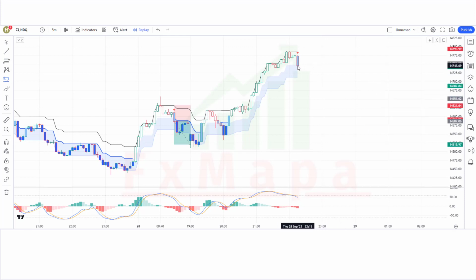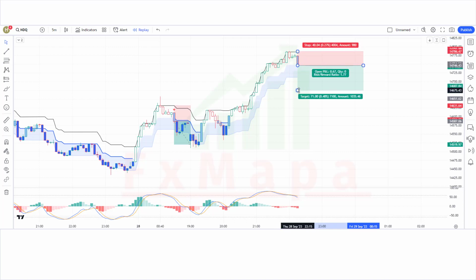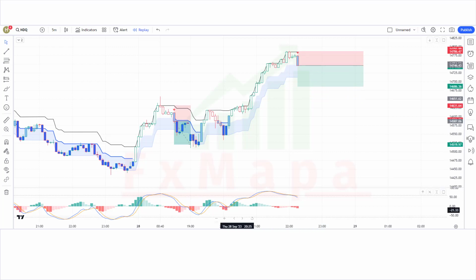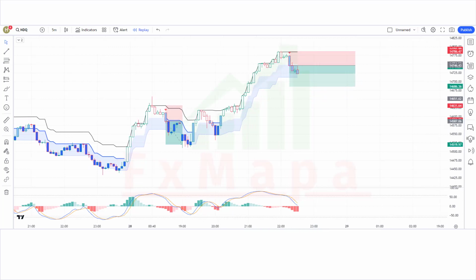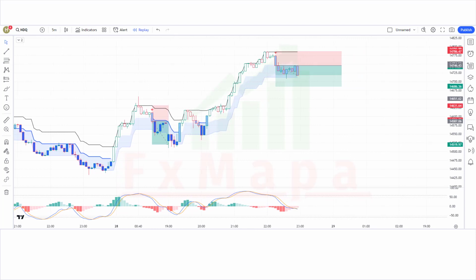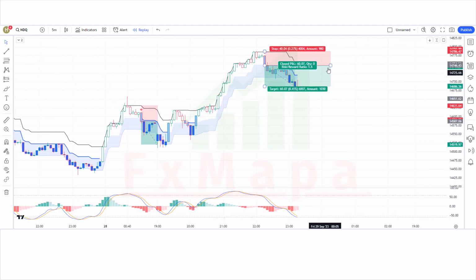Our stop loss will be placed at the higher line of the range filter indicator, and the risk to reward ratio will be 1:1.5. Let's see what happens to our trade. Our trade is running in profit. We have won the trade. Wait for the next signal.